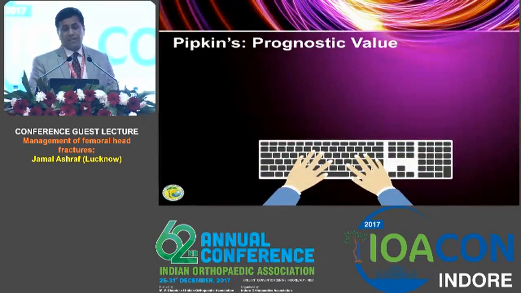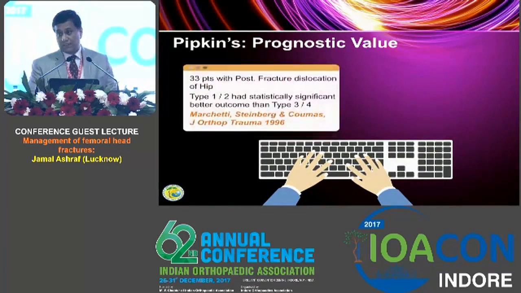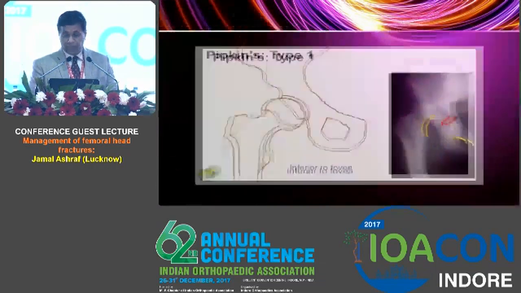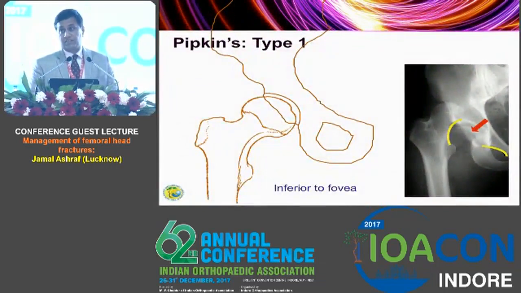Now, Pipkin's classification has prognostic value. Various studies have shown that type 1 and 2 fractures have better outcomes clinically as compared to type 3 and 4 fractures, though there is a certain amount of debate as to which has a better prognosis between type 3 and type 4. Now, let's briefly discuss these types.